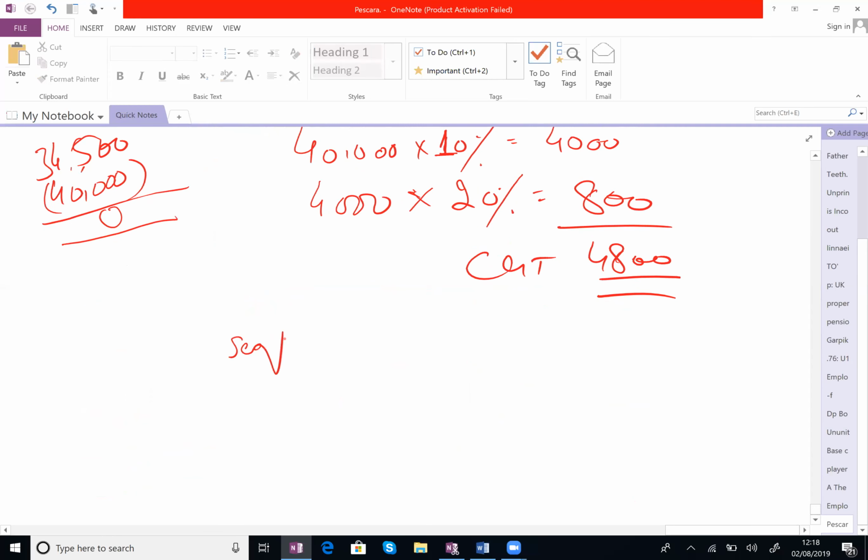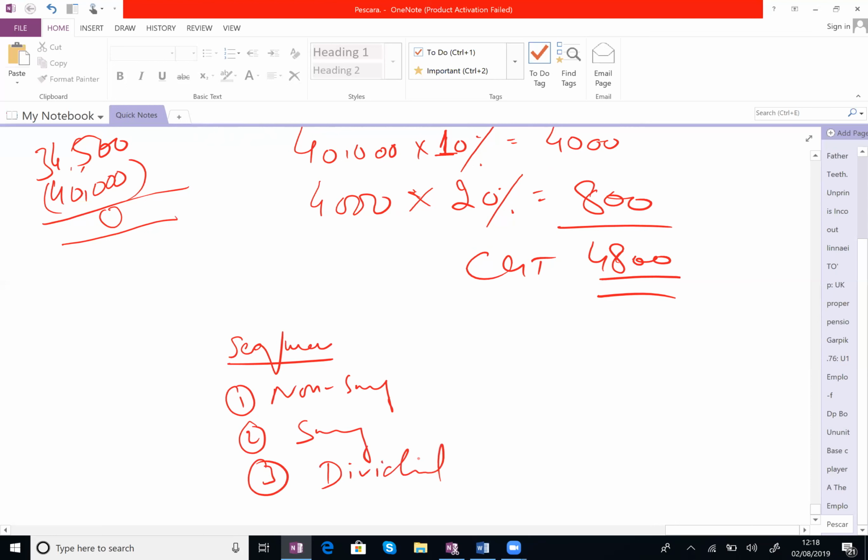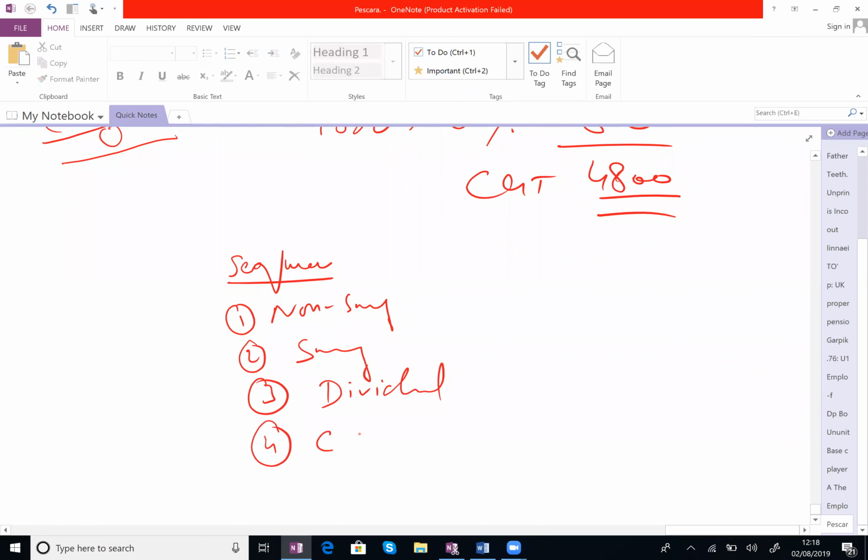So what is the sequence of applying the tax? Firstly, non-savings income consumes the bands, then secondly savings, then thirdly dividend, and then fourthly CGT will apply. In CGT also there is a sequence: firstly entrepreneur relief gains will consume the bands, and then secondly normal gains, not qualifying for entrepreneur relief, will use the bands. So firstly you apply the CGT rates on entrepreneur relief gains and then on gains not qualifying for entrepreneur relief. Clear?